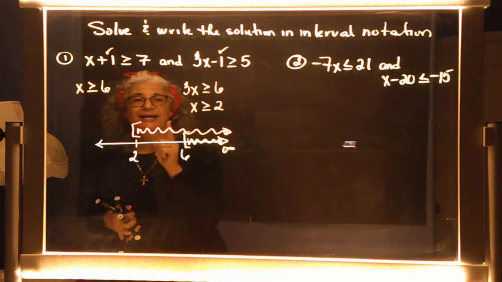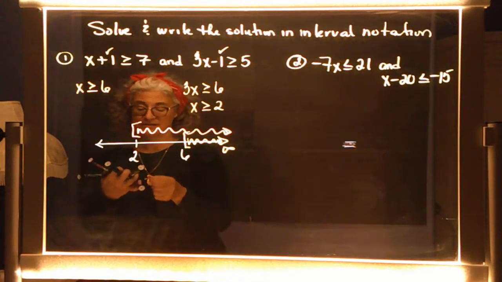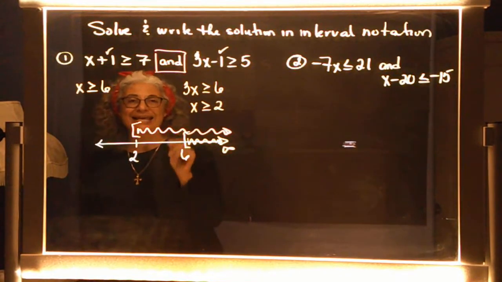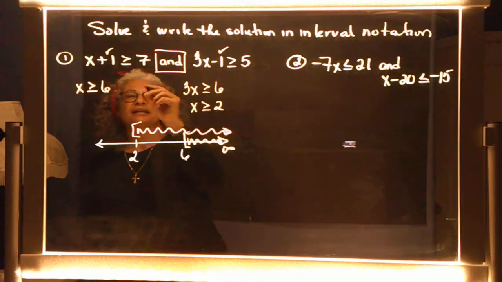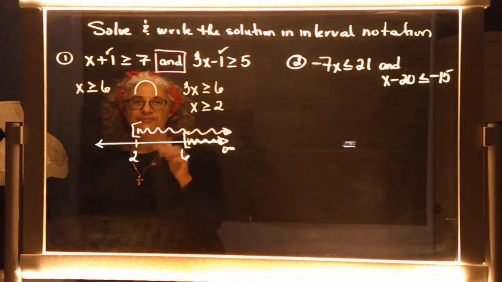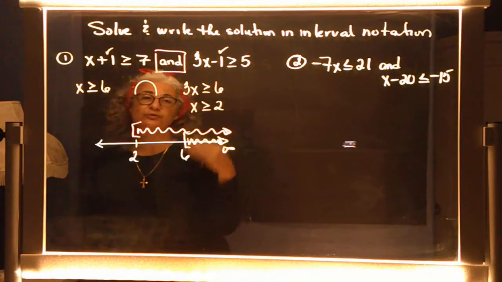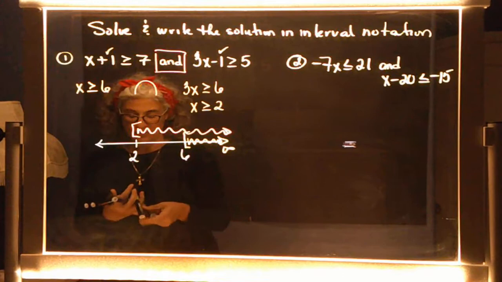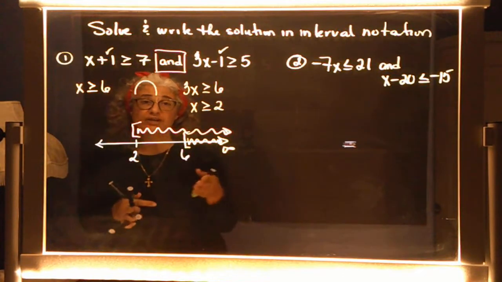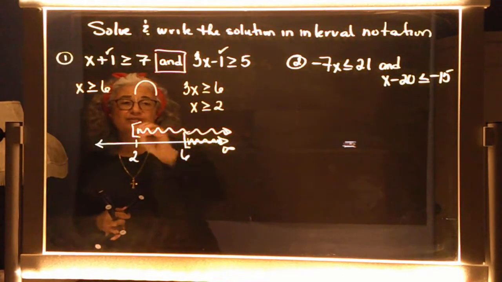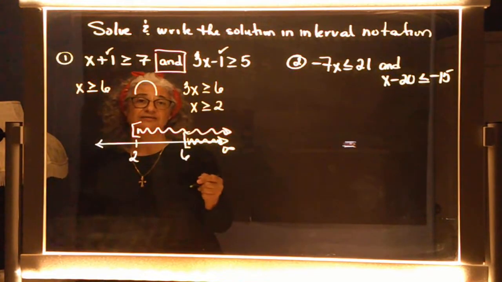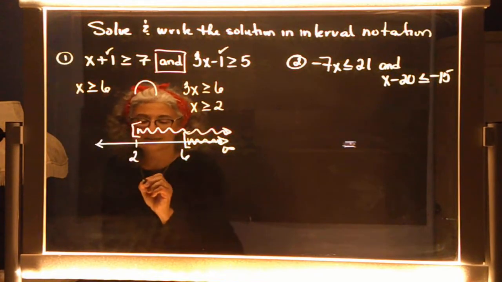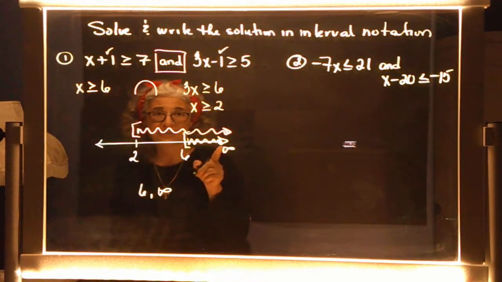But there's one word I haven't taken care of yet. I haven't looked at the word and. What's the word and mean? It means intersection. It means overlap. It means what do they have in common? So if I look at my shadings, what do they have in common? Where do they overlap each other? Where is the intersection between these 2 shadings? Excellent. The overlap happens starting at the 6 and going out to infinity.